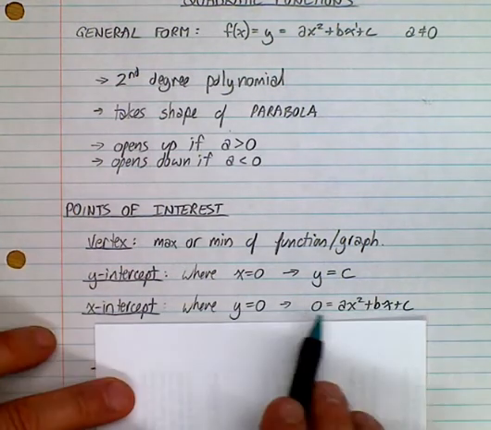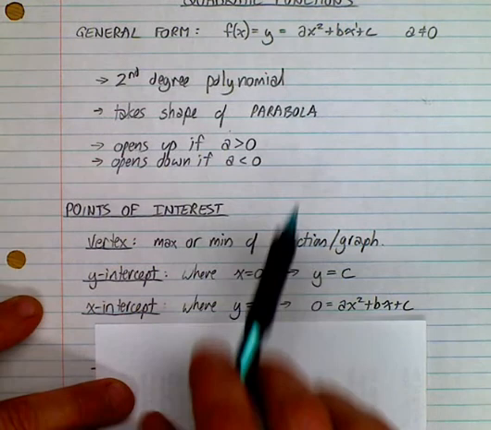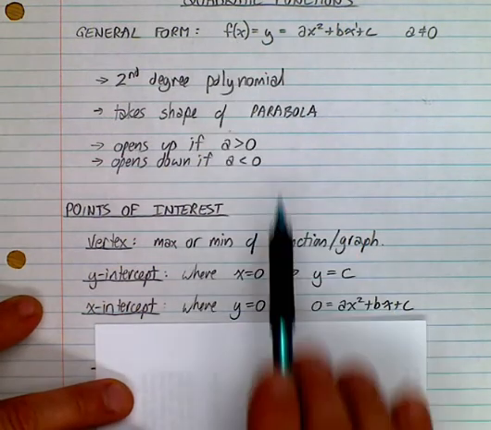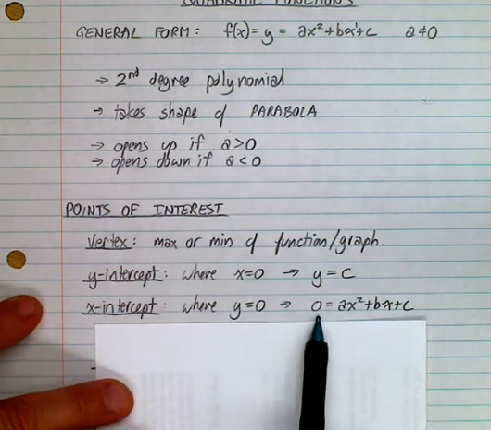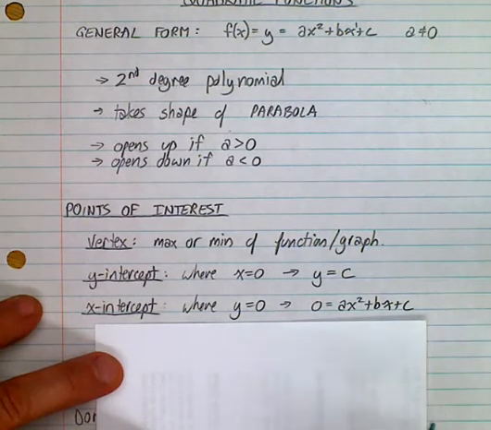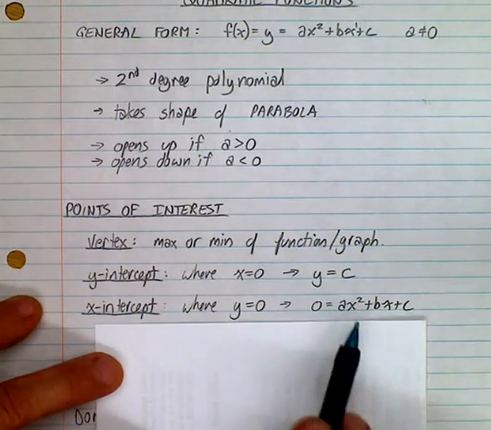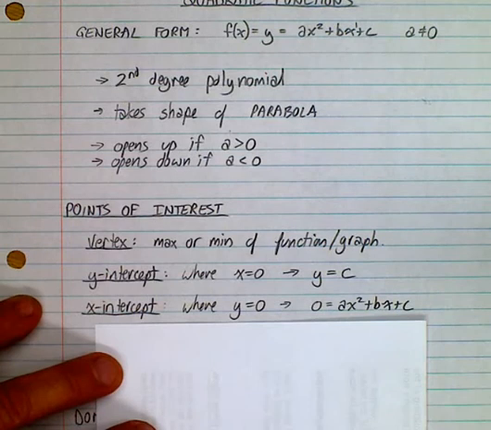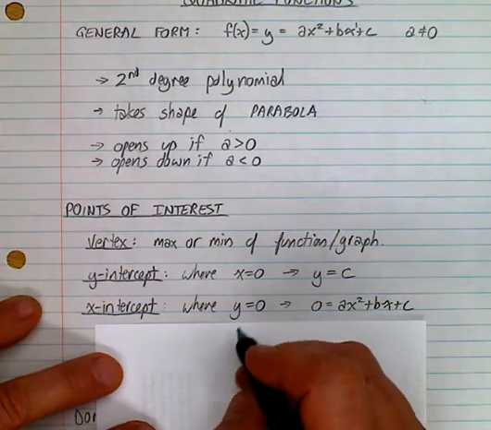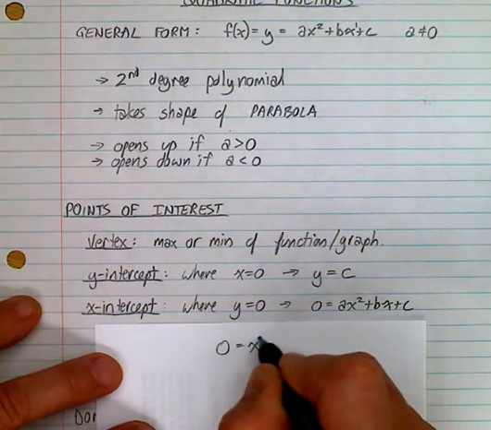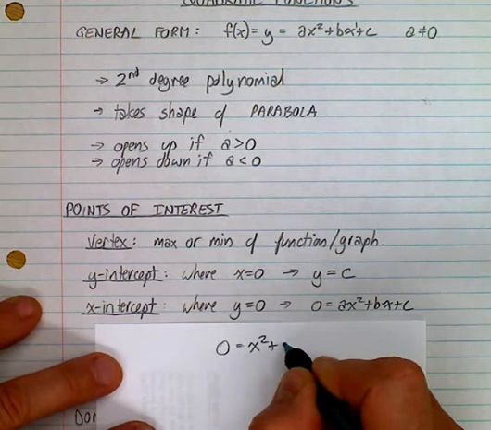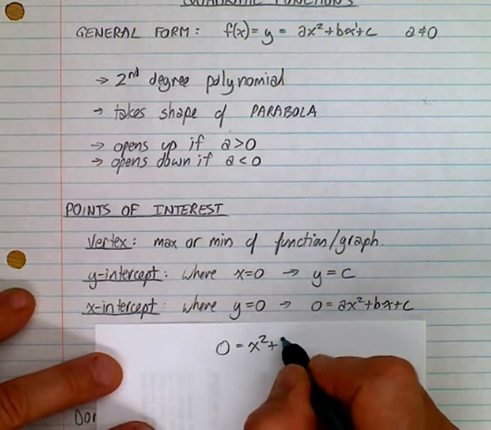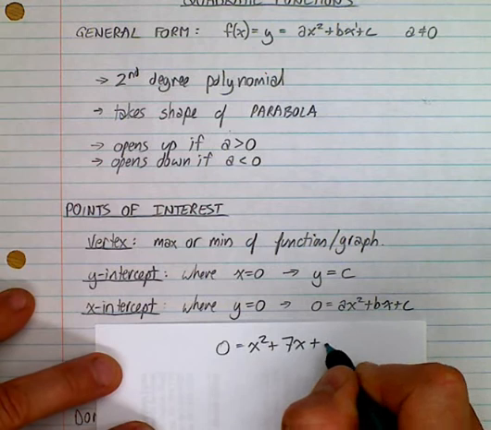So our function that was originally f of x, for example, up here, or y, we're now making it 0. Okay, so it's where it crosses the x-axis. We've solved these before. You end up with a quadratic that you need to solve somehow, right? For example, 0 is equal to x squared plus, I don't know, let's make it 7x plus 10.